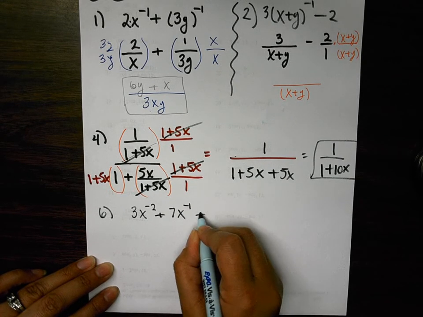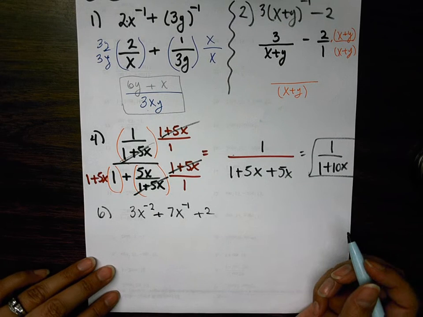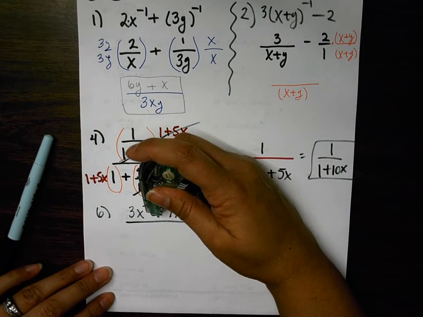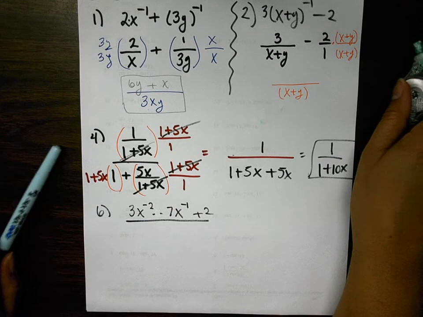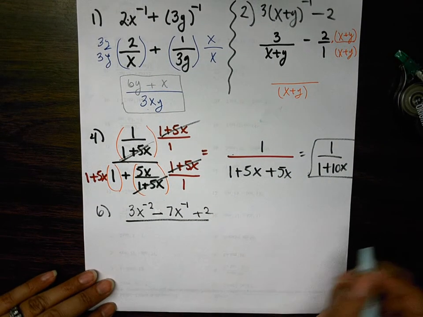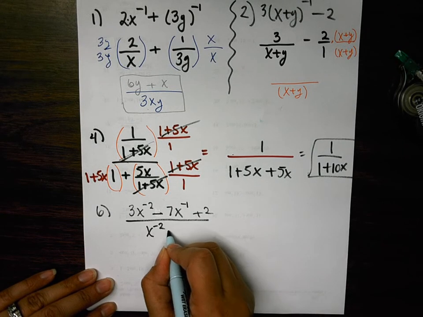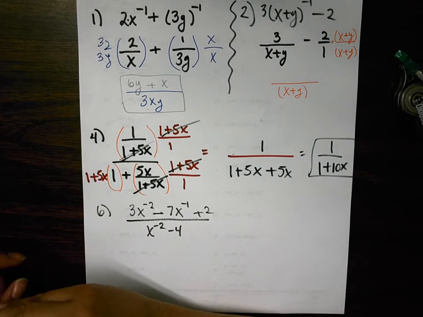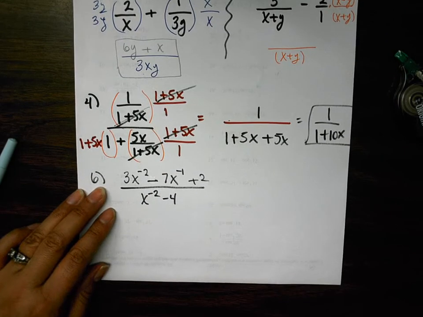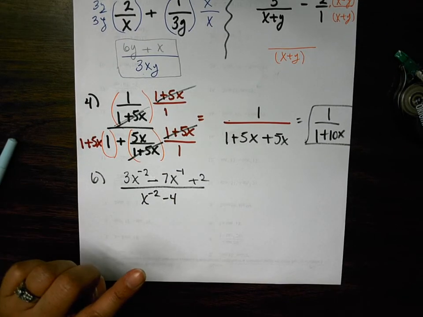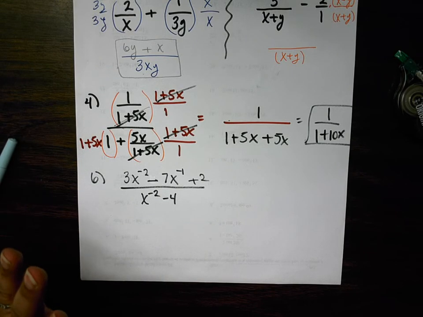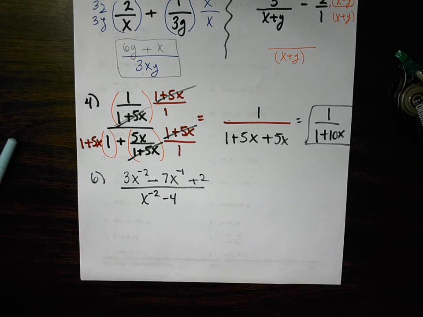3x to the negative 2 plus 7x to the negative 1 plus 2. Yes, I will fix it right now. Thank you. Right here. 3x to the negative 2 minus 7x to the negative 1 plus 2 over x to the negative 2 minus 4. Okay, when we did this unit back at the beginning of the semester, feels like so long ago, you had 2 choices. Does anybody remember what either one of those 2 choices were?